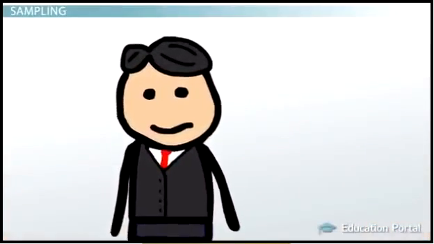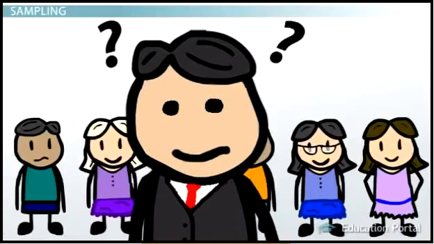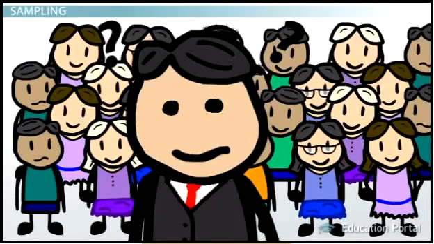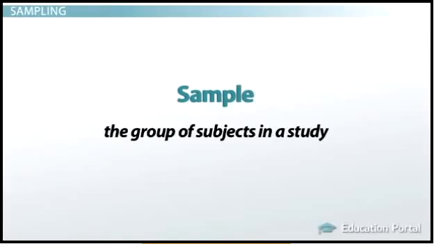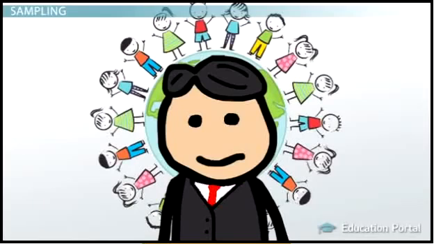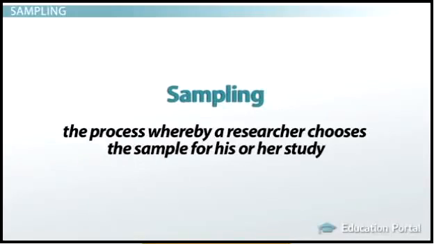But even before he begins the study, he's faced with questions. What students should he show this program to? First graders? Third graders? Children in city schools or rural schools? Matt's questions center around his sample, or the group of subjects in a study. Since it's not practical for Matt to test every single kid in the world, he has to narrow it down a bit. Sampling is the process whereby a researcher chooses the sample for his or her study.